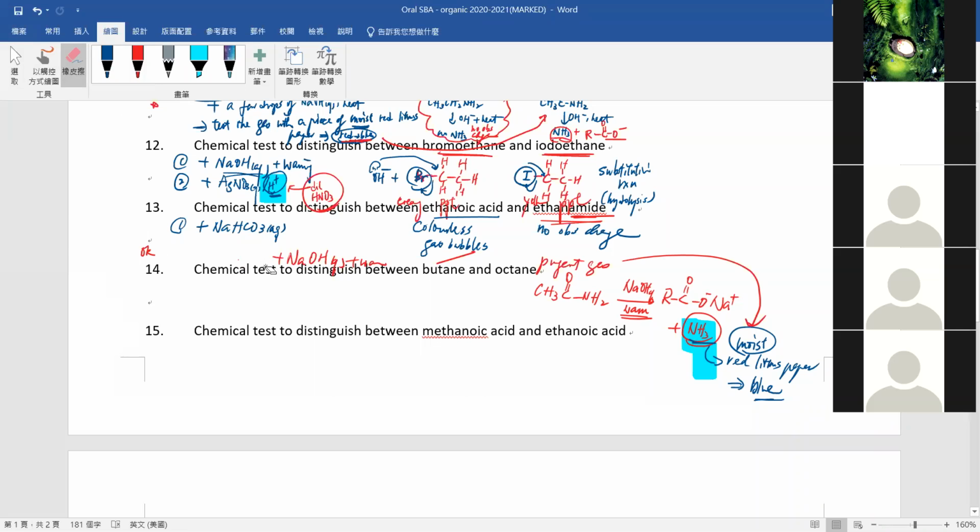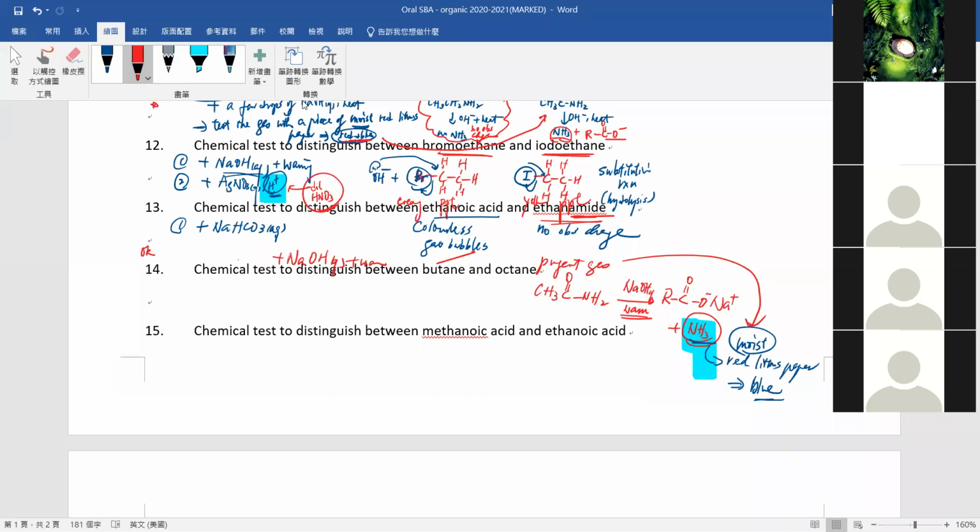Any questions so far? So HCl, of course, HCl will react with amide, but why don't we choose HCl as a testing agent? It's because of what? The observable change is not obvious. Okay? Do you get what I mean? Because I add acid, what will happen? They simply react to form ethane acid and what?